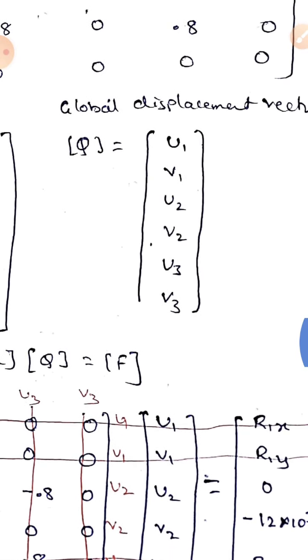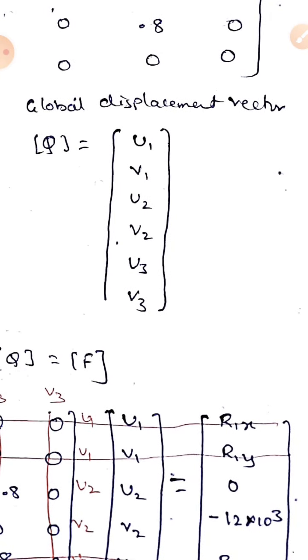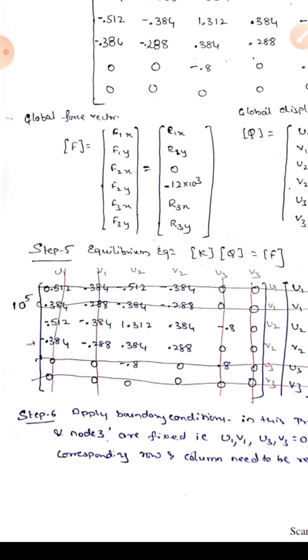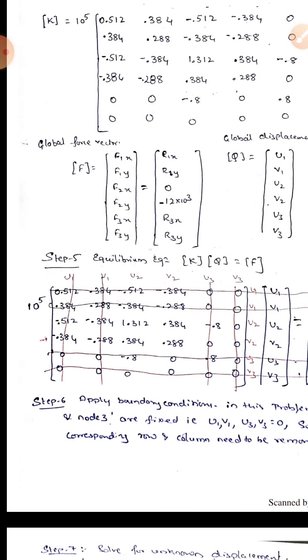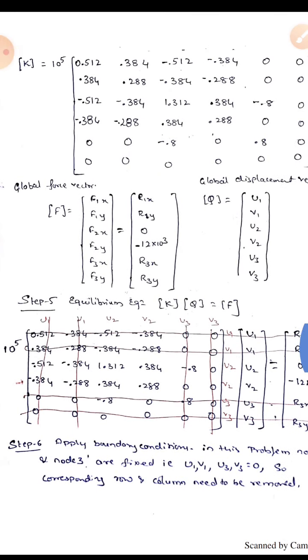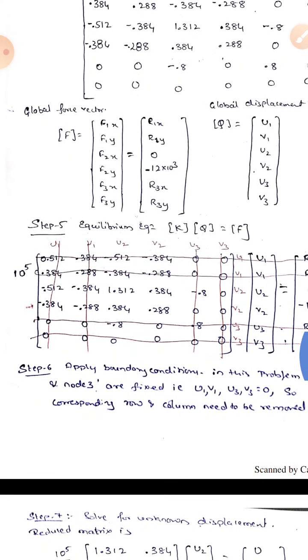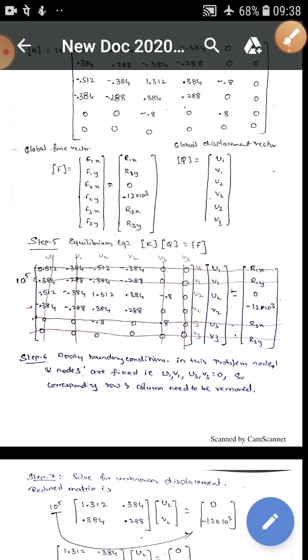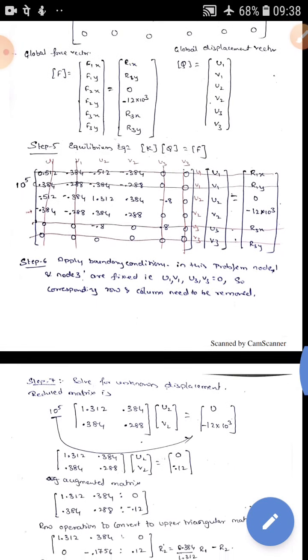Now write the global displacement vector q: u1 v1, u2 v2, u3 v3. Okay. Now what is the next step? Step 5 is the equilibrium equation, k into q is equal to f. K, the global stiffness matrix, is also determined in the previous step. Q, the global displacement vector, is also written in the previous step, and the global force vector is also written in this previous step. Write k into q is equal to f. Substitute those values.